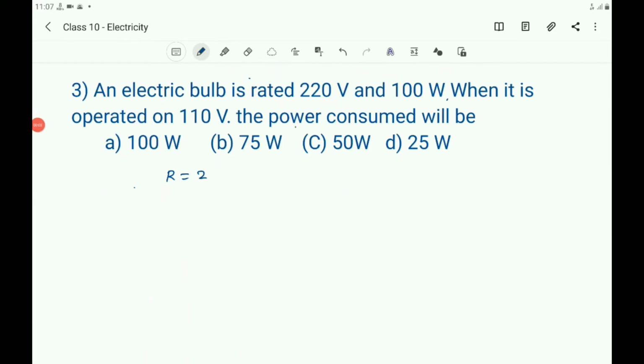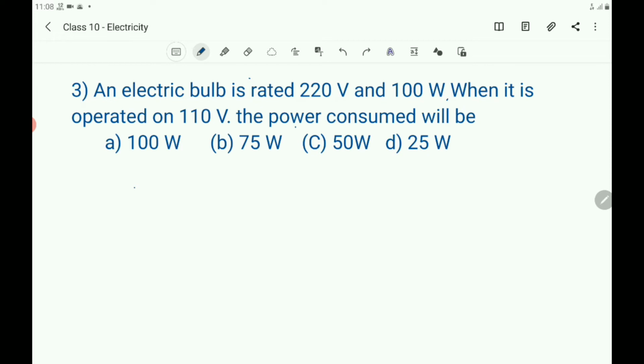The third question is, an electric bulb is rated 220 volt and 100 watt. When it is operated on 110 volts, the power consumed will be. The options are A, 100 watt, B, 75 watt, C, 50 watt, D, 25 watt. We have to find the answer here. To find that, the power is given, that is 100 watt, and potential difference V is given, that is 220 volt.